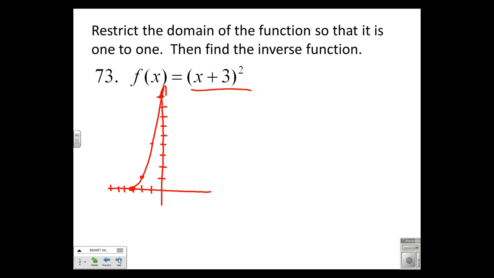And then when we have symmetry across here, we have a graph that wants to look like x squared. It's just 3 to the left. Not one-to-one, of course, so we can lop this graph off.